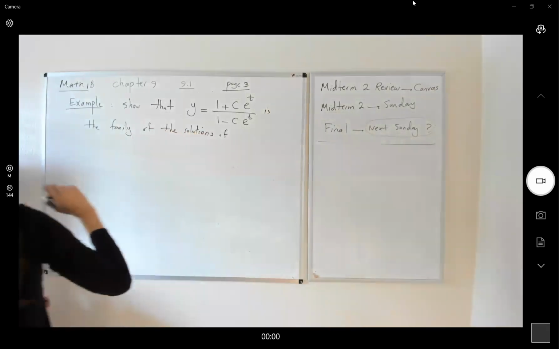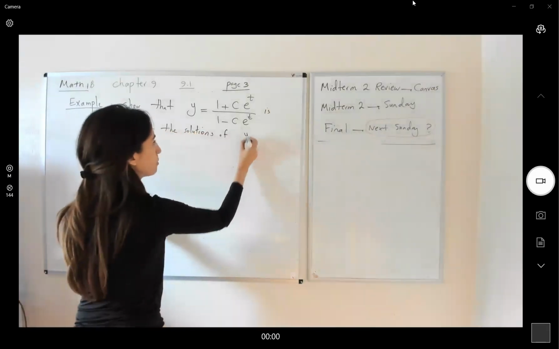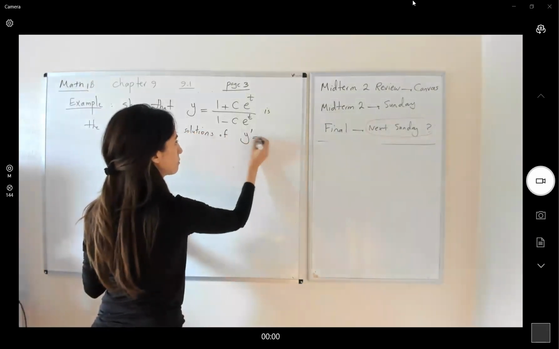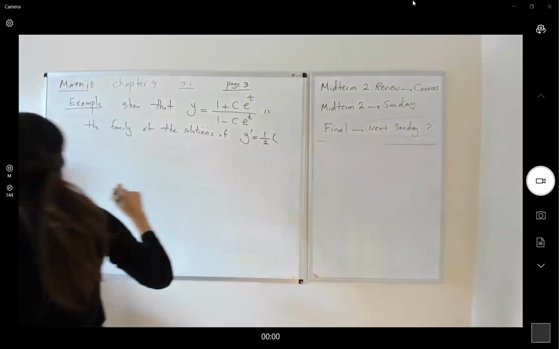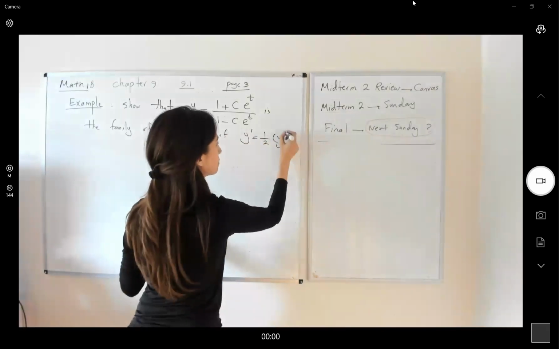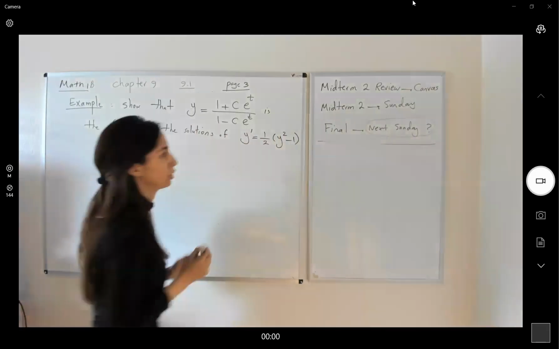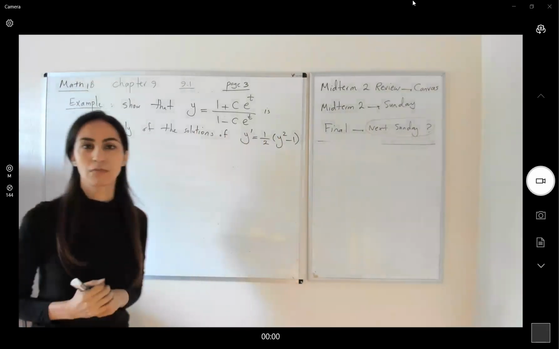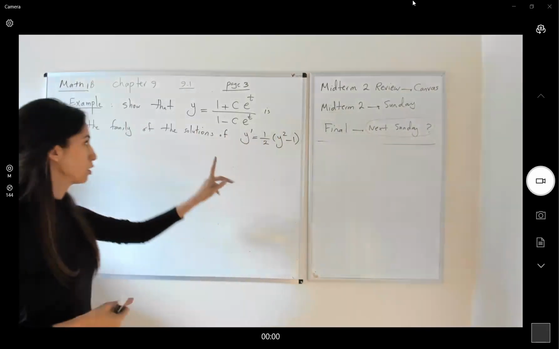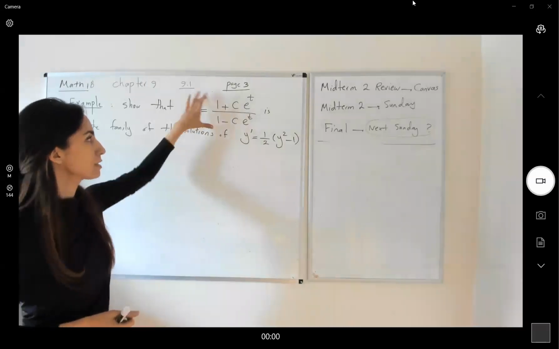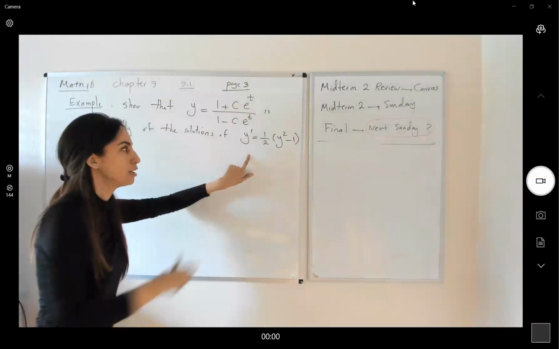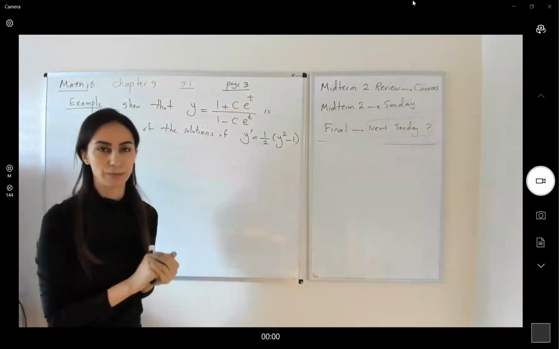of differential equations y prime equals a half times y squared minus 1. Very good. We have two methods to show that this equation is the solution for this differential equation.